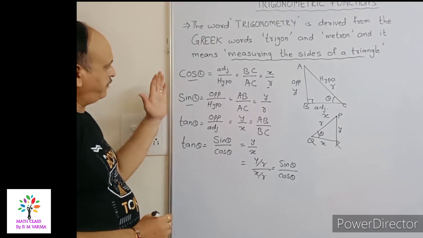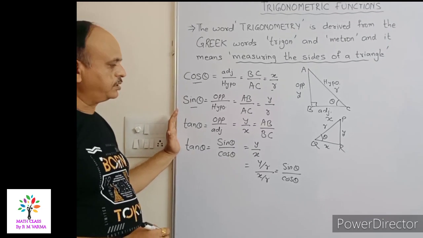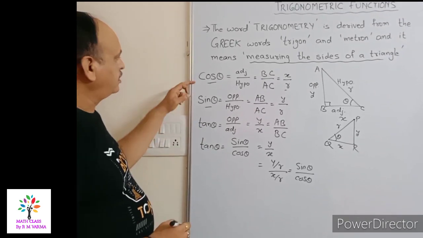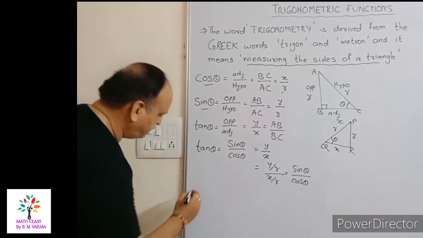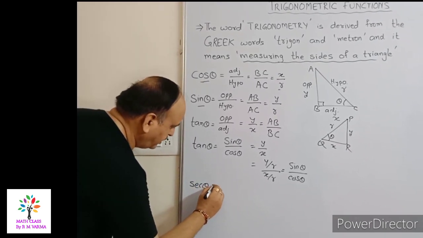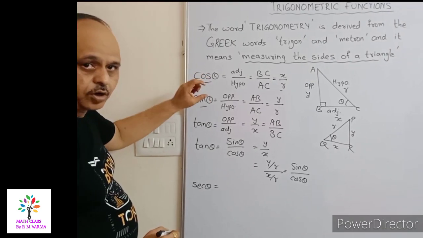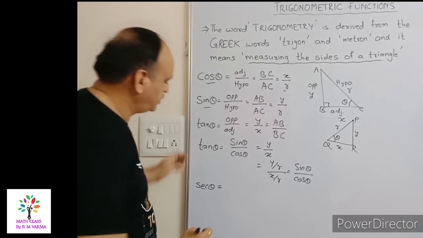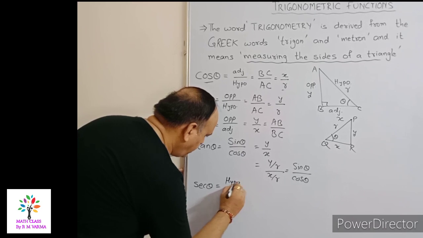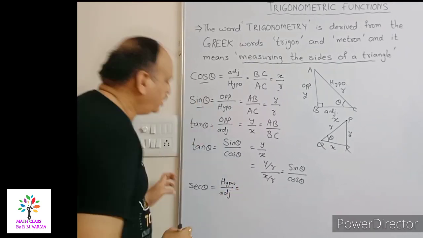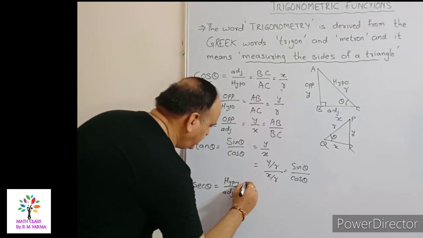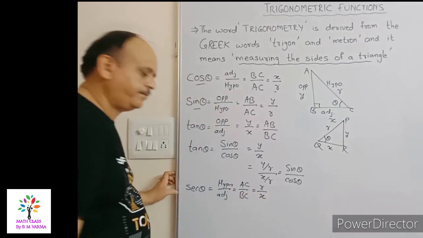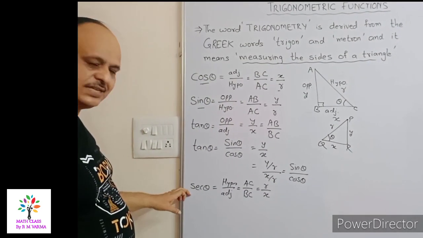Now I have the main basic trigonometric ratios. From these basic trigonometric ratios, we can have other ratios. From cos I can get sec theta. Sec theta is the inverse of cos. That means I have to invert this, that is hypotenuse upon adjacent. Now hypotenuse is AC and adjacent is BC, that is r upon x. So from cos I have got sec.